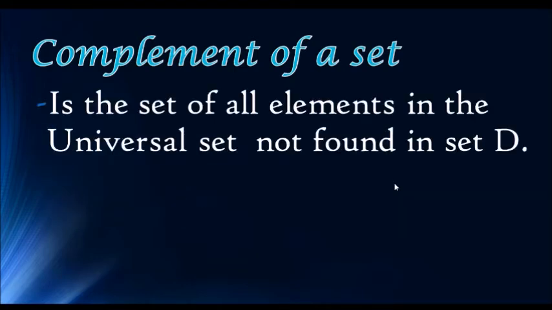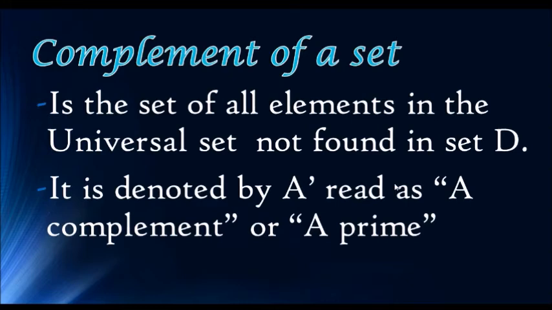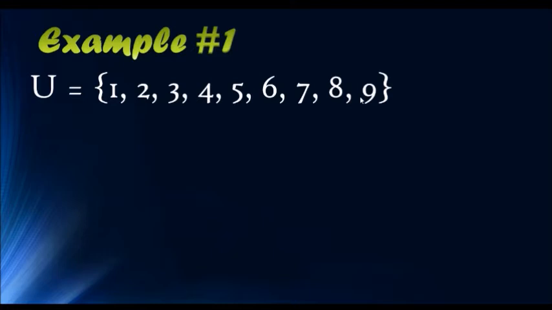It is the set of all elements in the universal set not found in set A, and it is denoted by A complement or A prime. Your basis here will be the universal set. Let's have an example. We have your universal set here and set A. Now, look at the elements of A. We have your 3, 6, 9.